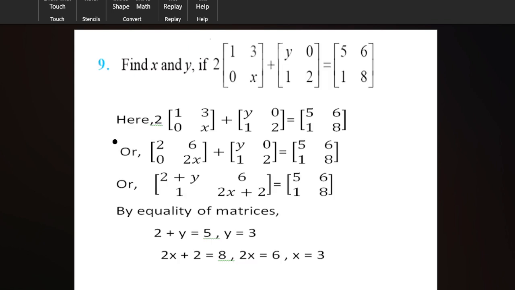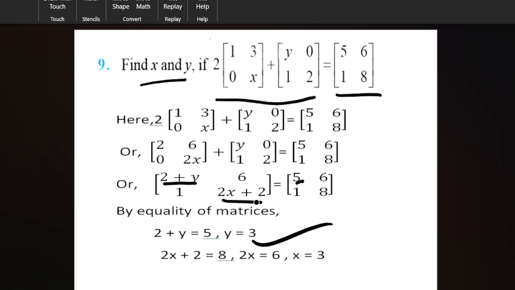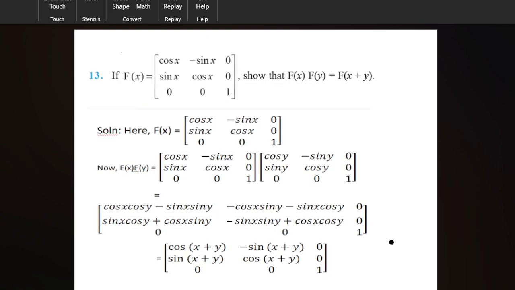Next, here one question I have taken. The addition of two matrices is equal to a single matrix, and you are asked to find out x and y. First of all, you will add these two matrices to get 2 plus y, 6, 1, twice x plus 2, equal to 5, 6, 1, 8. So here you see equal matrices. So 2 plus y equal to 5, so we can get y equal to 3. Twice x plus 2 equal to 8, so this will give you x equal to 3. It's easy, but important.